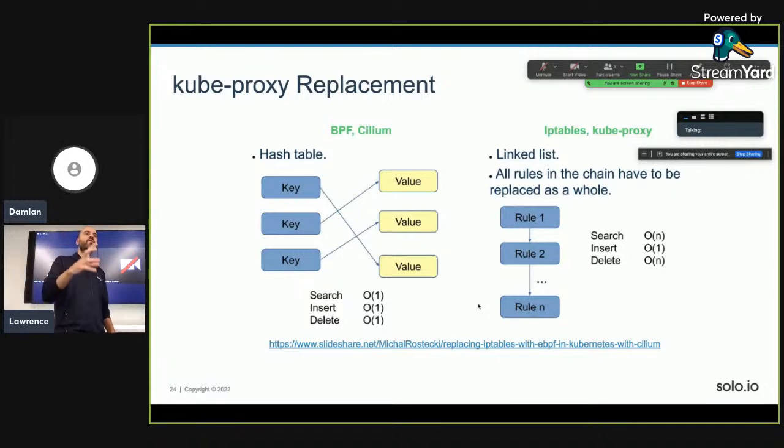So with eBPF, because you can run programs that you write in the network stack, what Cilium does is it allows you to run a program to keep track of the various services and actually use a hash table to look up, insert, and delete for all of the operations that make up the services in your cluster. And so you get this O(1) runtime for the kube-proxy functionality. It's a pretty significant benefit.